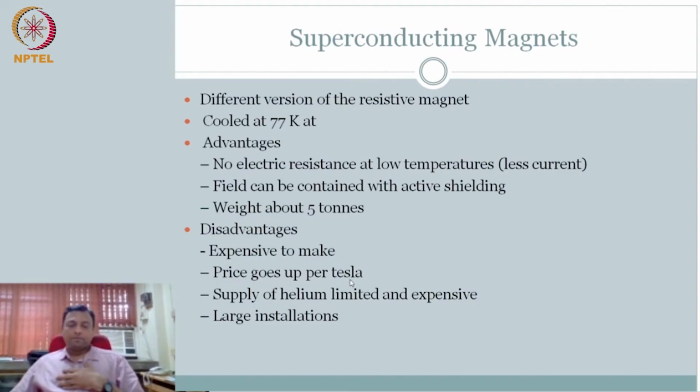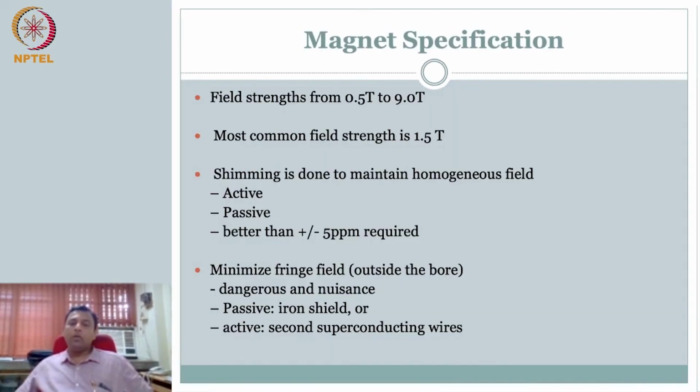Okay. And then there is the large installation. This is a generic disadvantage of the MRI modality. It is fantastic technically, but operationally it has these disadvantages of large infrastructure requirements. So what is the typical specification that you get? You can get field strengths from half a Tesla to 9 Tesla. The most common is 1.5 Tesla.